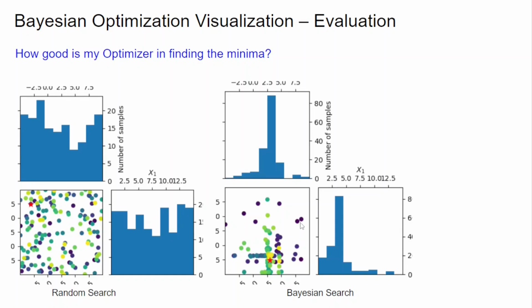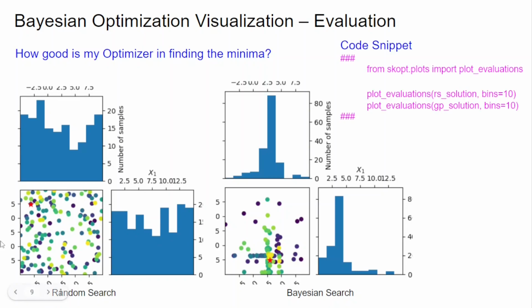Okay. So these darker dots tell me that I was getting better and better results. And the lighter greens maybe less of a result. Okay. So this shows the importance of being focused in the direction where the solution is, which the Bayesian optimizer gives us compared to a random search. And how am I plotting this? I'm using again the skopt plots module, where I have this function called plot evaluations. I'm calling plot evaluations for both of my runs: one is run for random search, one is run for Bayesian search.